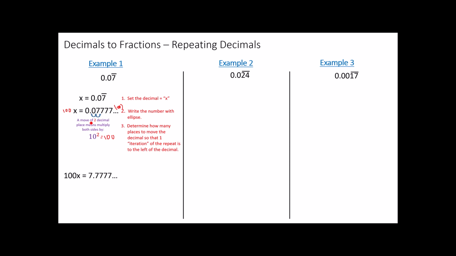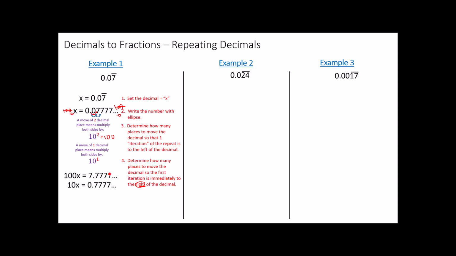But my next step is going to be slightly different. In the next step, I'm going to look back at this original equation, and I need to determine how many places to move my decimal so that the first iteration is immediately to the right of the decimal. In other words, I need my decimal to be right in front of the first repeat. Okay? How many moves would that have been? Well, that's just 10. That's a move of 1 decimal. I'm going to multiply through this original equation, instead of by 100, by 10 in order to get my repeats right next to the decimal.